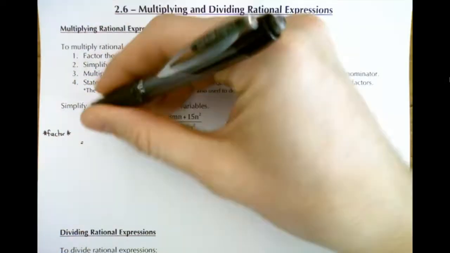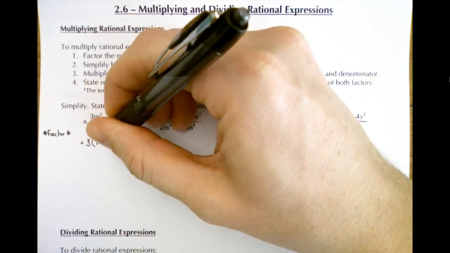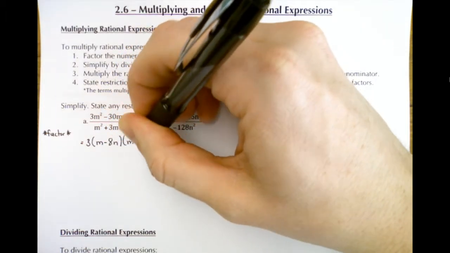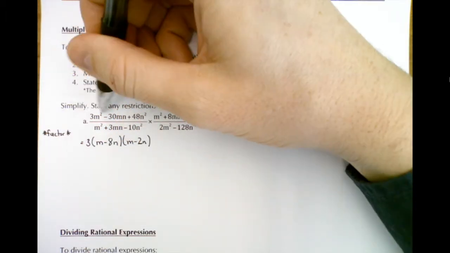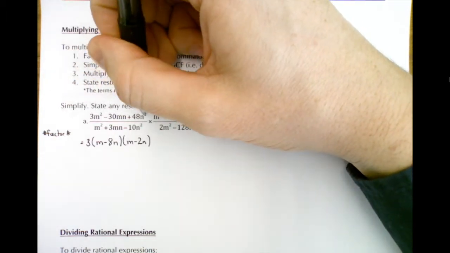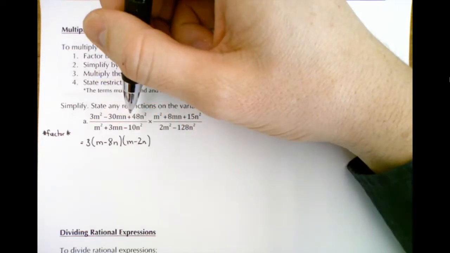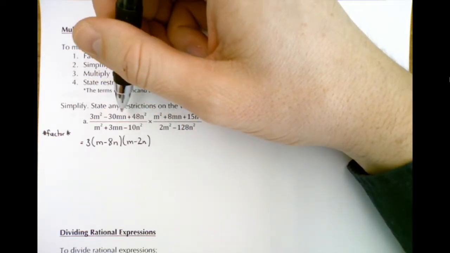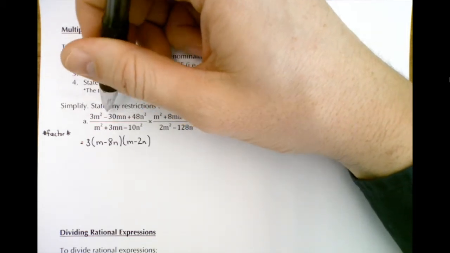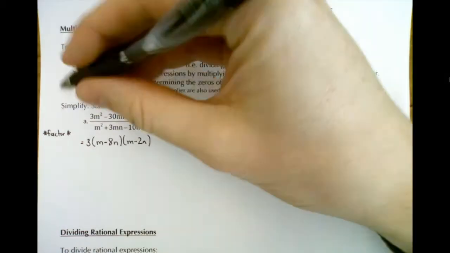So if I factor the top, I end up with a common factor of 3 and two factors of m minus 8n and m minus 2n. Now this is a complex trinomial. If you common factor the 3, it becomes a simple trinomial, but what makes it a little bit more complicated is the extra letter. But if you factor using decomposition, looking for numbers that multiply to c and add to b after you common factor, you should be able to factor that one pretty nicely.